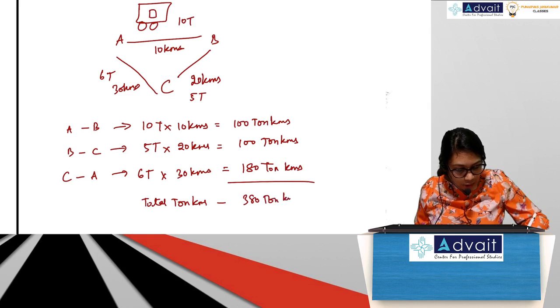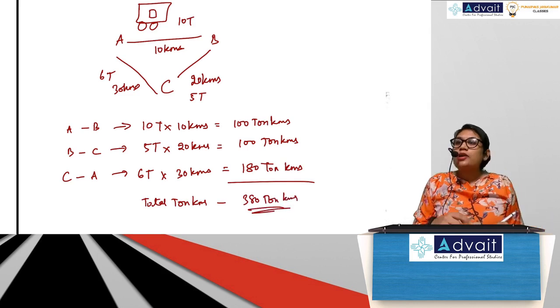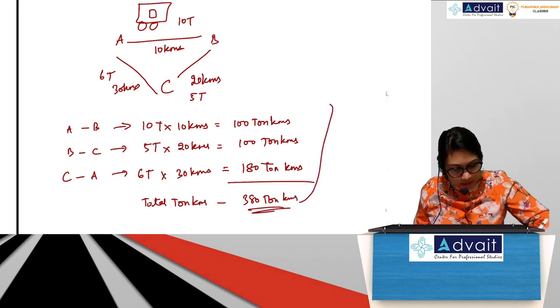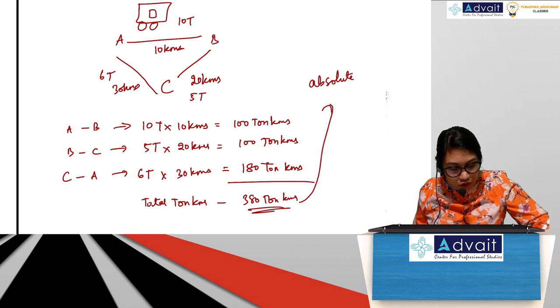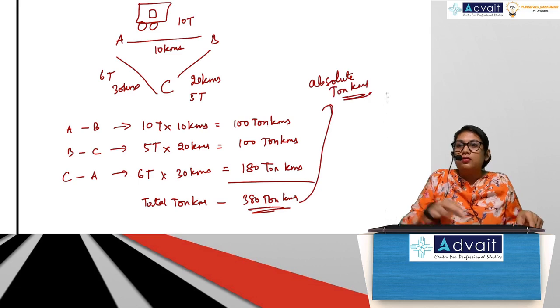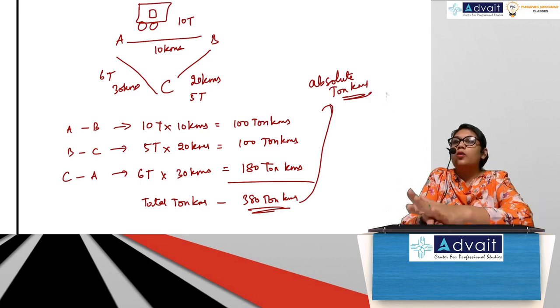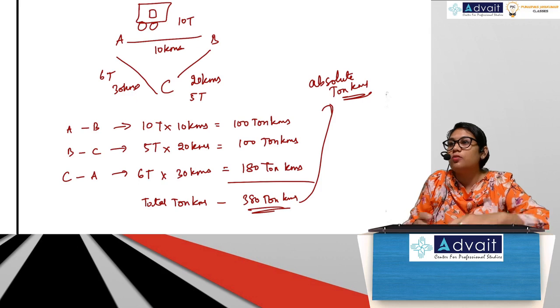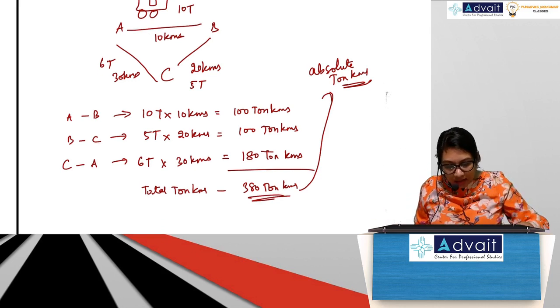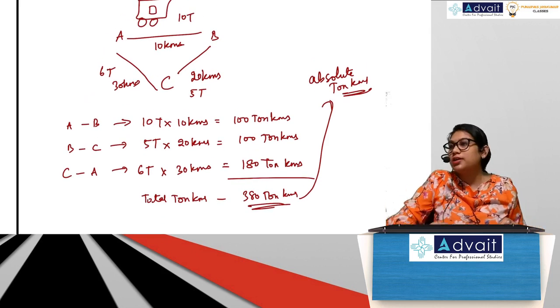So total ton kilometers will be 380 ton kilometers. This way of calculation of ton kilometers is called absolute ton kilometers. For each part, we have taken the number of tons and multiplied it with the actual number of kilometers between the places. So this is called your absolute ton kilometers. What is the other method of calculation? The other method of calculation is commercial ton kilometers.